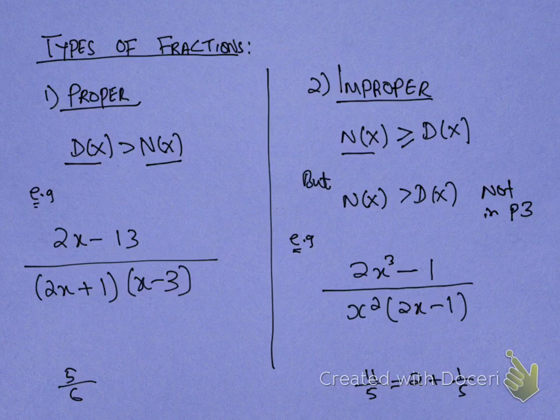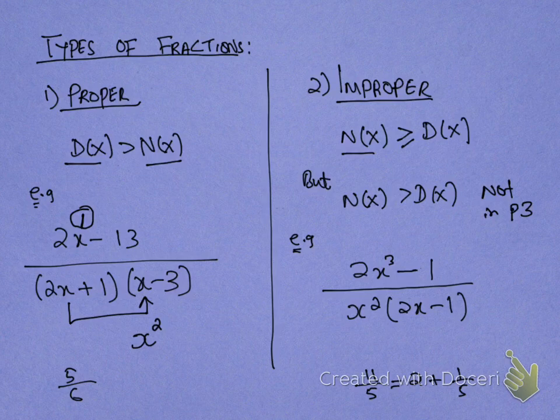For example, in this example 2x minus 13 over 2x plus 1 over x minus 3, this fraction is proper because the highest power of the variable in denominator is 2, whereas the highest power in numerator of the variable is 1. Since the power of the variable in denominator is greater than the power of the variable in the numerator, therefore this fraction is a proper fraction.